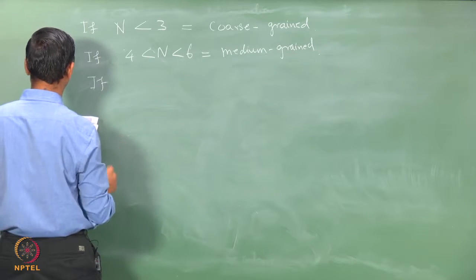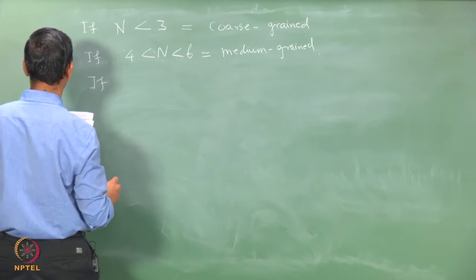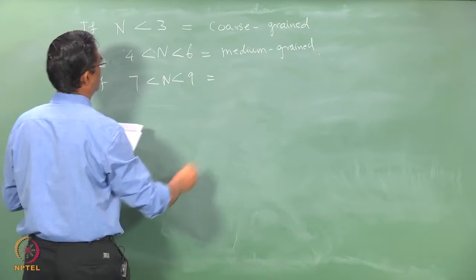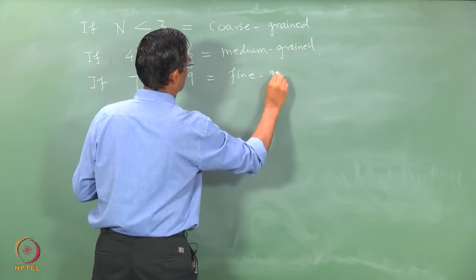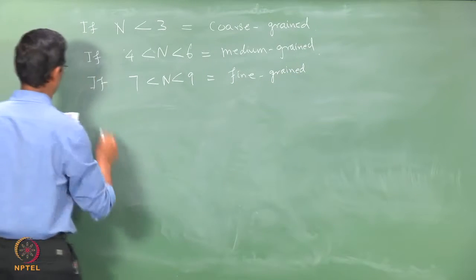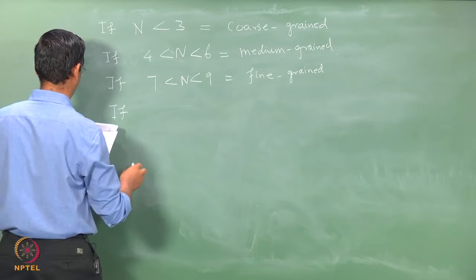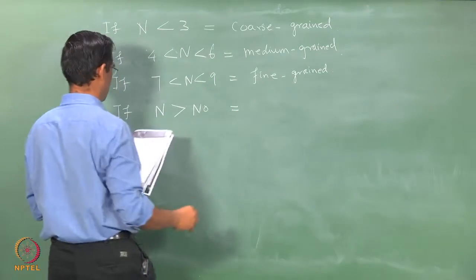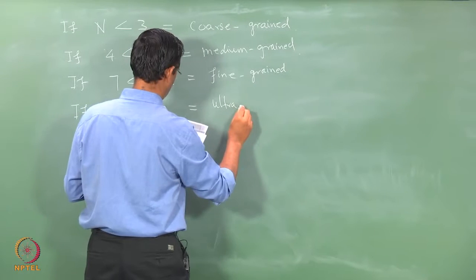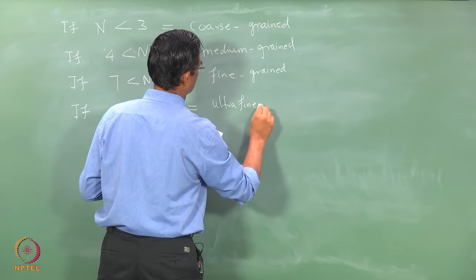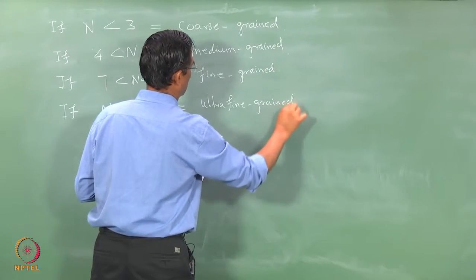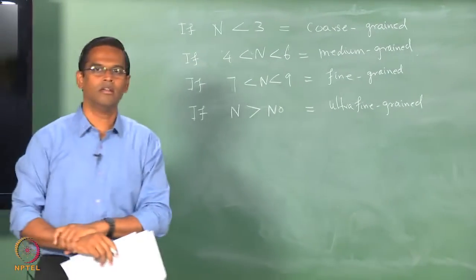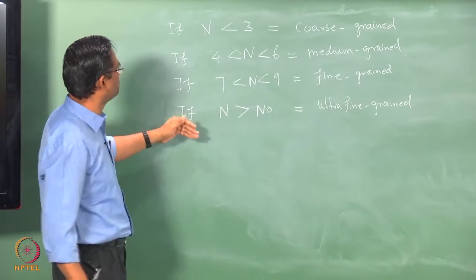If it is between 7 and 9, it is fine grained. If N is greater than 10, it is called ultra fine grained. So, this is a general reference which is quite handy when you look at the ASTM grain size charts.